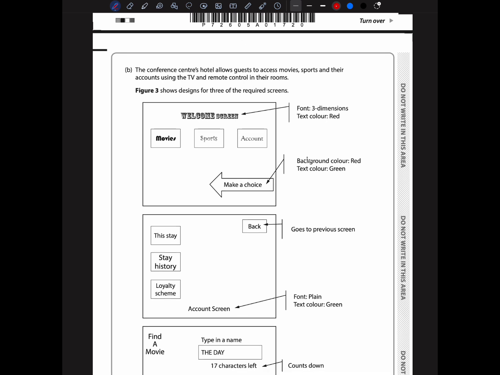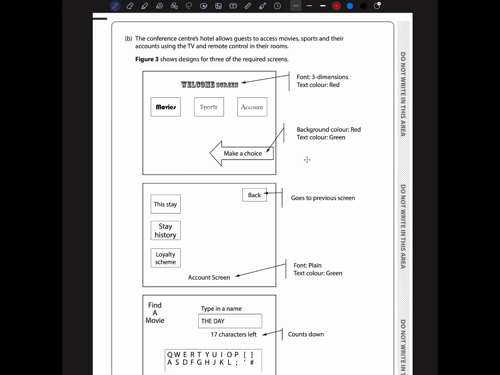Question number B is about the conference center's hotel allowing guests to access movies, sports, and their accounts using the TV and remote control in their rooms. Show designs for 3 of the required screens. Here they provided the screens as a design, right? This is also considered as windows as well.